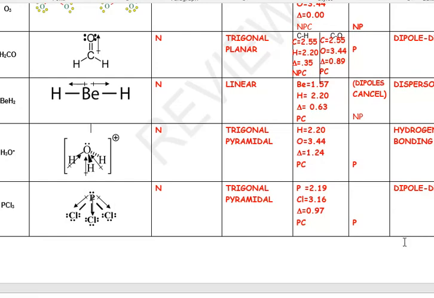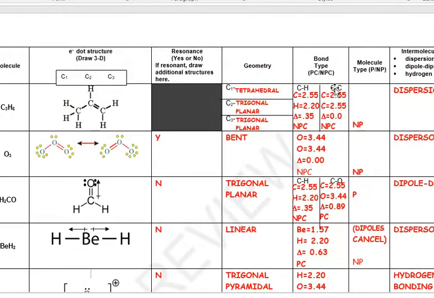So that concludes the review. Make sure that you know the names of the shapes for the test, right? You have to know what values constitute polar covalent and nonpolar covalent, and you should know what types of intermolecular forces there are and what makes it hydrogen bonding, dispersion, or dipole-dipole.